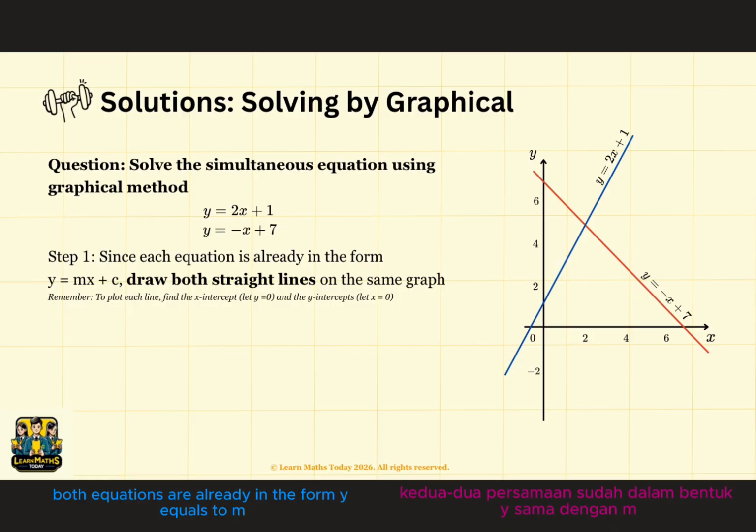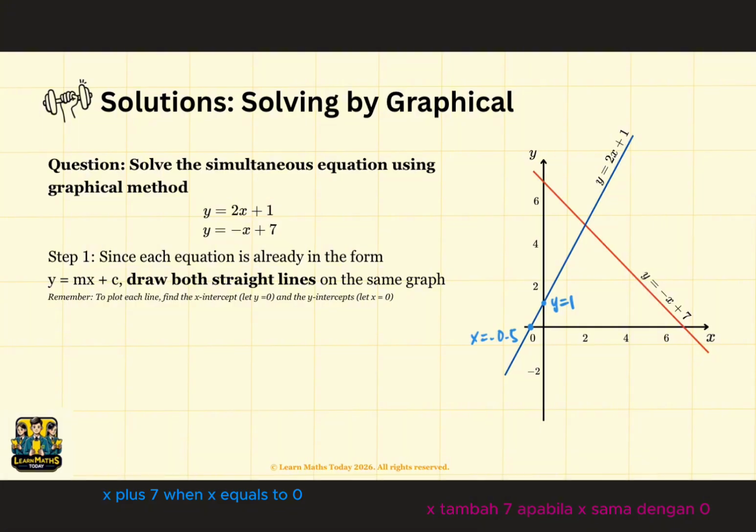Step 1. Both equations are already in the form y equals to mx plus c, so we can draw them directly as straight lines. Remember, to plot each line accurately, find the x-intercept by letting y equals to 0 and the y-intercept by letting x equals to 0. For the equation y equals to 2x plus 1, when x equals to 0, y equals to 1. When y equals to 0, x equals to negative 0.5. For the equation y equals to negative x plus 7, when x equals to 0, y equals to 7. When y equals to 0, x equals to 7.